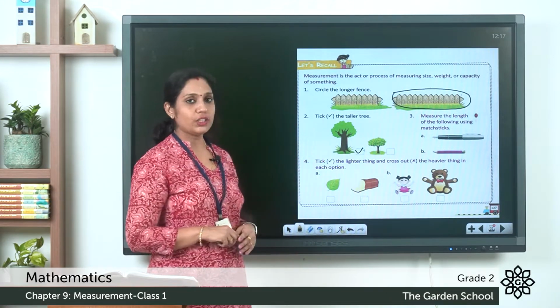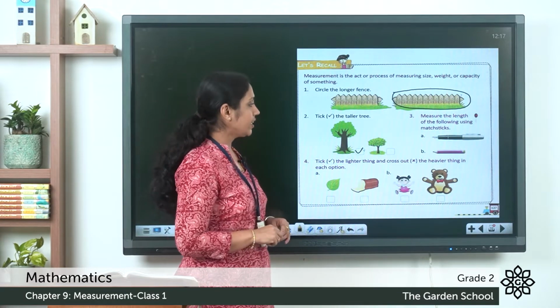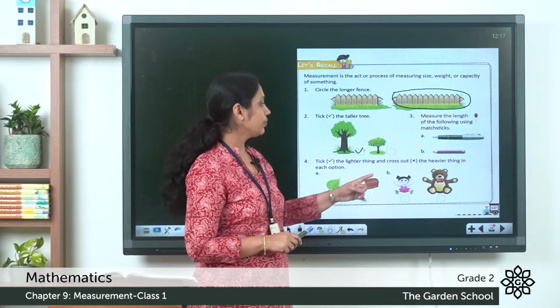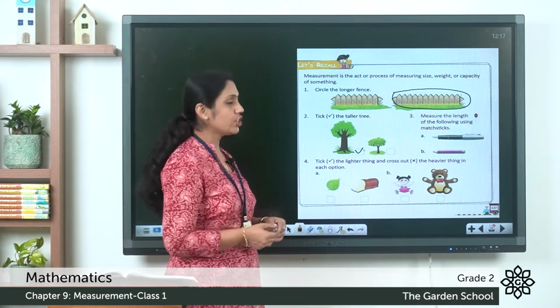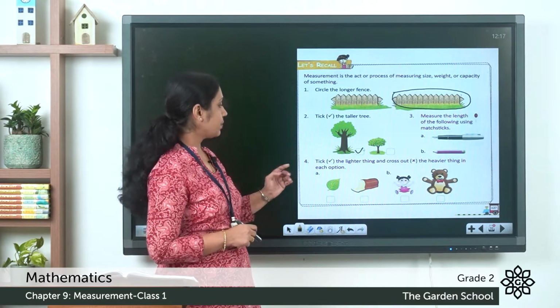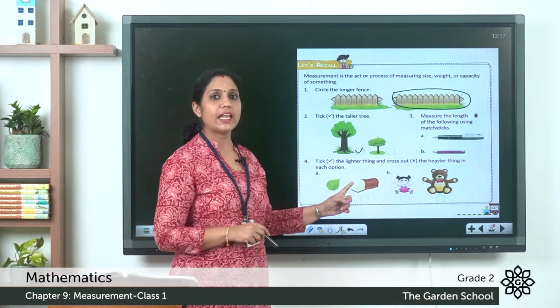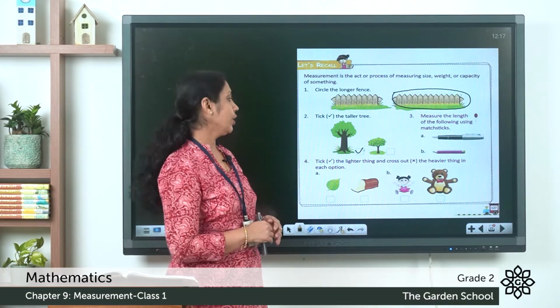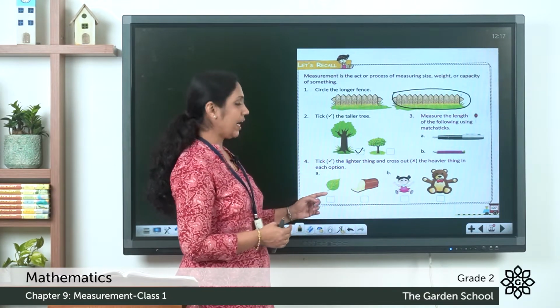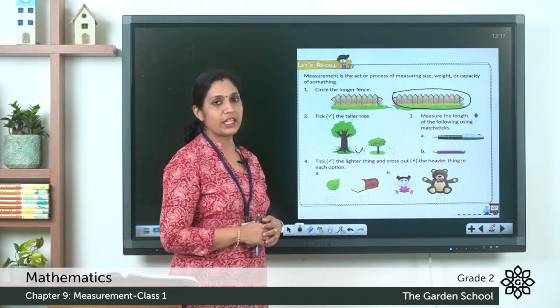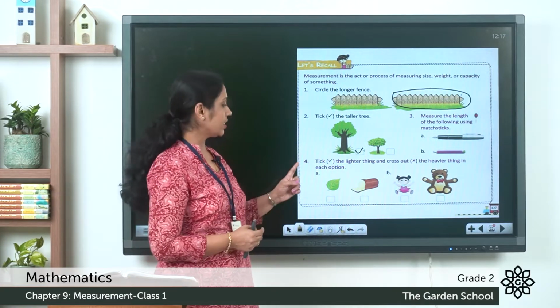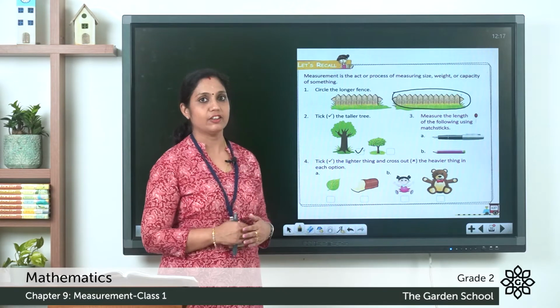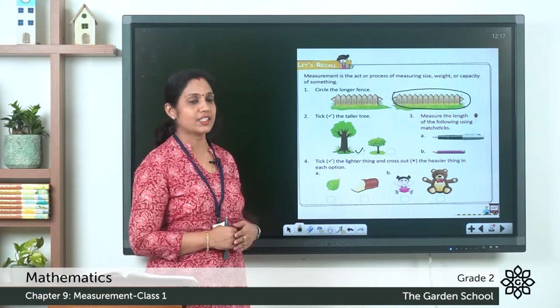The next one, fourth, tick the lighter thing and cross out the heavier thing in each option. So in the first picture you have a leaf and a bread. So which one is lighter and which one is heavier? You have to tick the lighter one and you have to cross out the heavier one. So find out, is leaf lighter or bread lighter? Find it out and do it in the text.